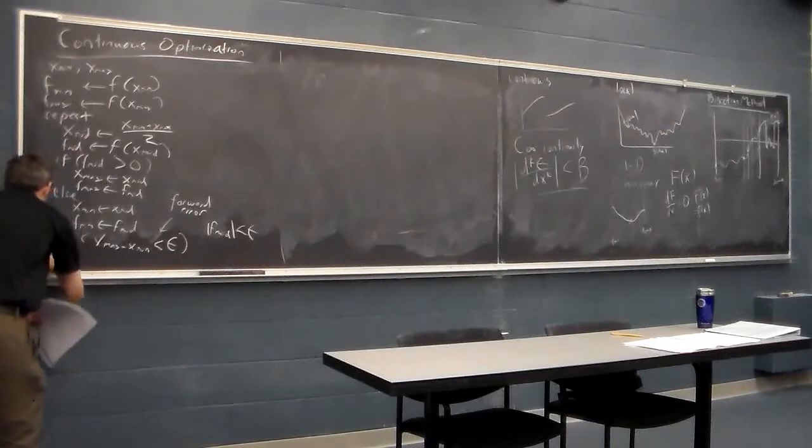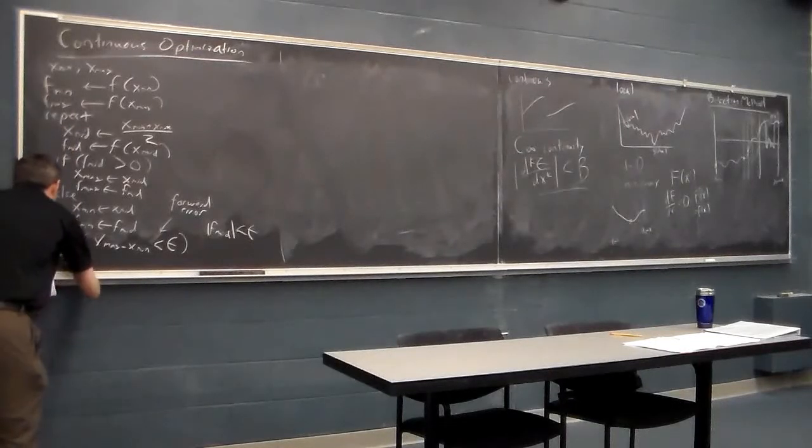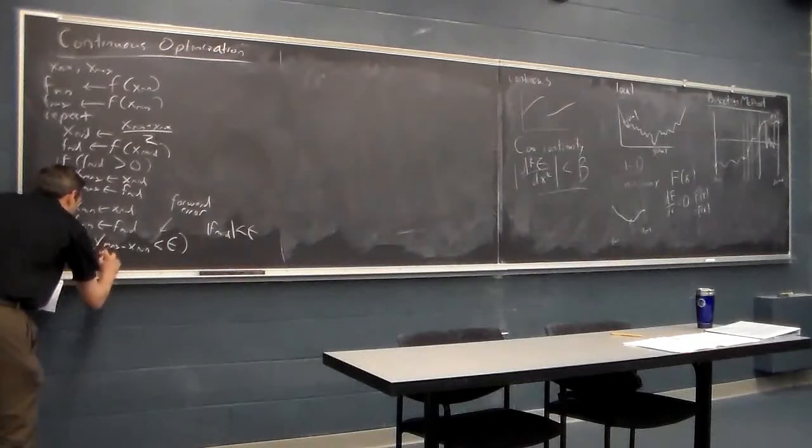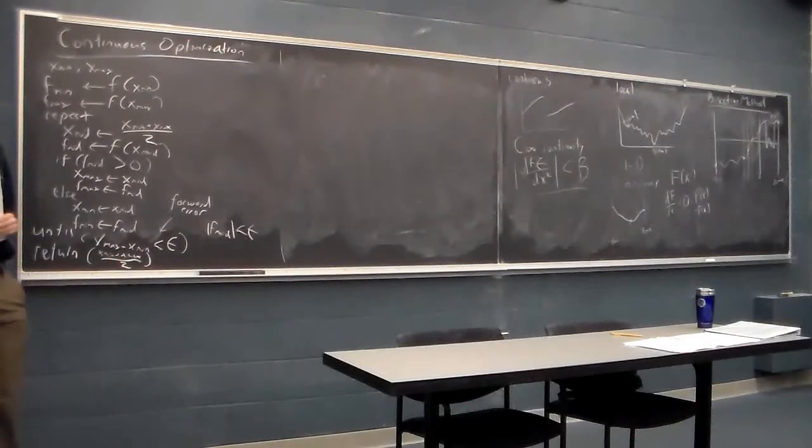Then whenever we decide to stop, all we need to do is return the final value we get, and we can say, let's return xmin plus xmax over 2, our guess as to where the 0 is. So does this make sense to everyone?